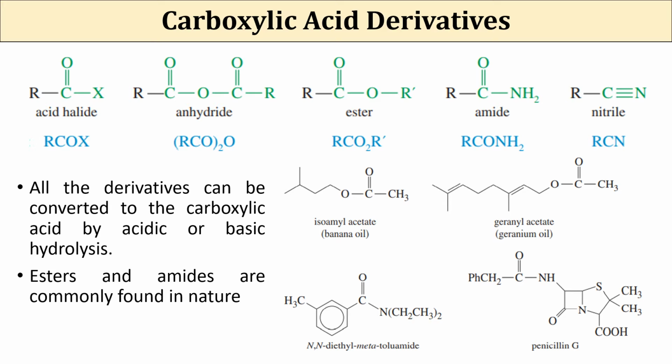Isoamyl acetate gives ripe bananas their characteristic odor, and geranyl acetate is found in the oil of roses, geraniums, and many other flowers. N,N-diethyl-meta-toluamide, also known as DEET, is one of the best insect repellents known, and penicillin G is one of the antibiotics that has revolutionized modern medicine.